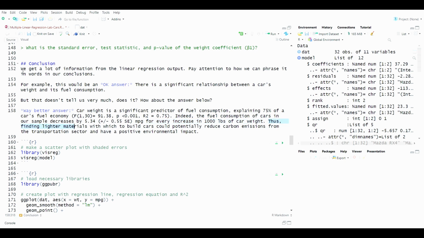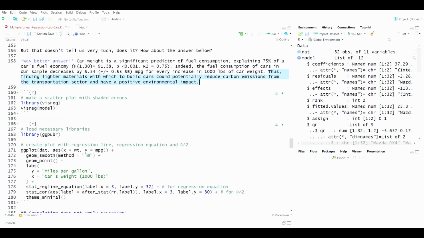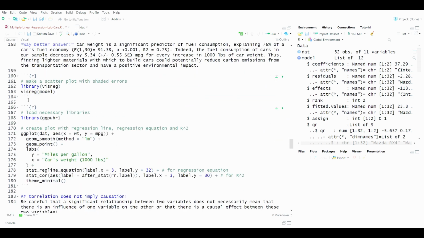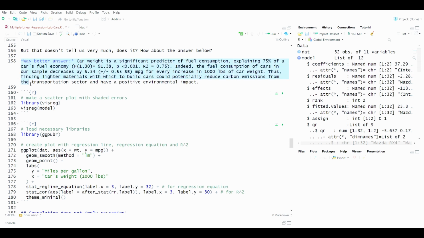Thus, finding lighter materials with which to build cars could potentially reduce carbon emissions from the transportation sector and have a positive environmental impact. Bring it home. All right. That's the kind of answer I like to see. Please use this as a model for your answers.